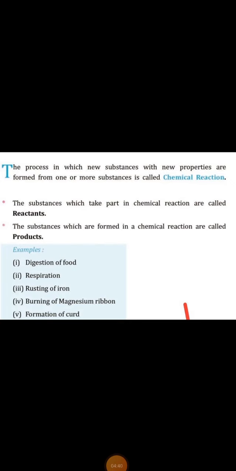So this is all about the introduction of the chapter. In detail we will be discussing the balancing of equations, then also the characteristics of chemical reactions and types of reactions.